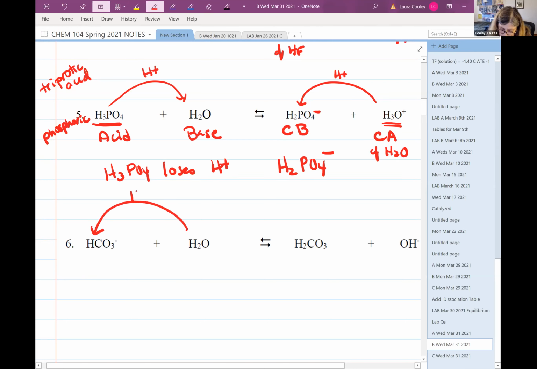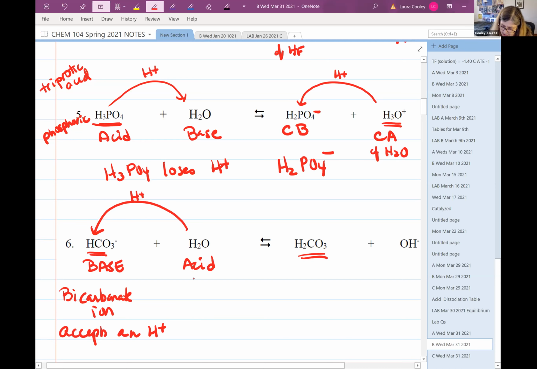It is accepting a proton. You can see that because you end up with H2CO3 on the other side. So here, this chemical, which is called the carbonate ion, sorry, it's not carbonate, it's bicarbonate, is accepting an H plus. It's accepting a proton, so it's a base. And water is acting as the acid.